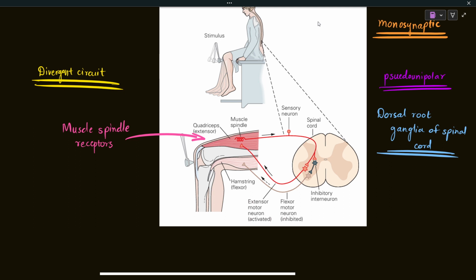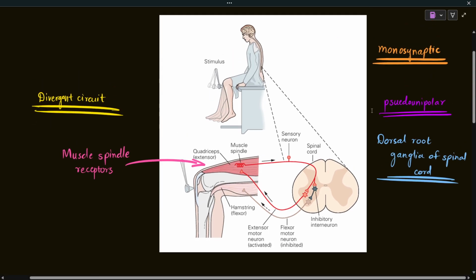So it is indeed a monosynaptic reflex arc, but a single sensory cue or a single sensory neuron can activate multiple motor neurons, which are in turn going to give the command to the quadriceps muscle for contraction, and that is why this circuit is known as a divergent circuit. Okay, so I hope the divergent and convergent circuits are clear to you all.